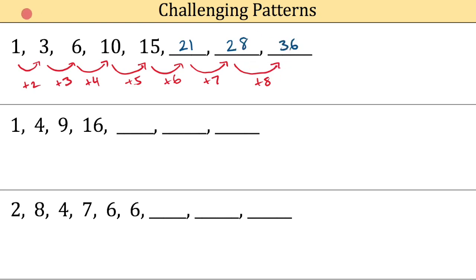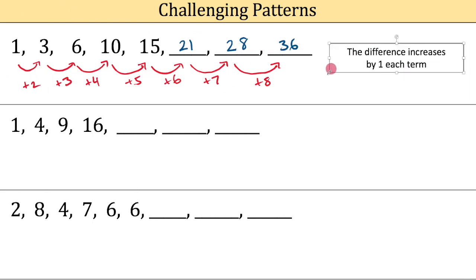Now, just so you can write a little explanation to the side here, I want you to write this. The difference increases by 1 each time. Let's now continue here. Now, for this one, I'm actually not going to put in my arrows. Hopefully you can recognize something important about each of these numbers, and that is that they are squared numbers.